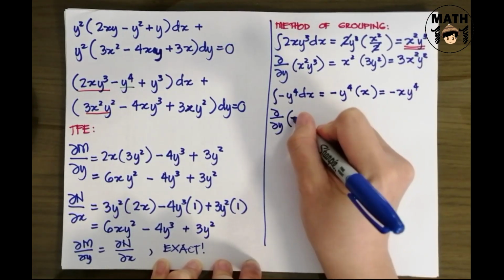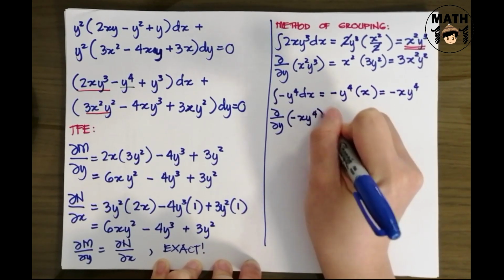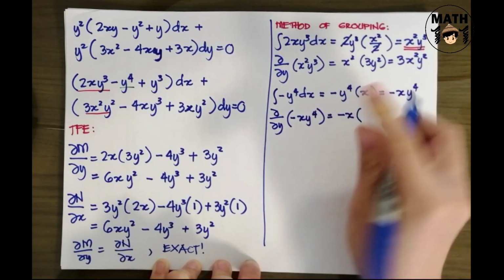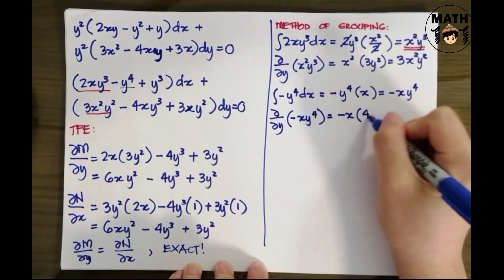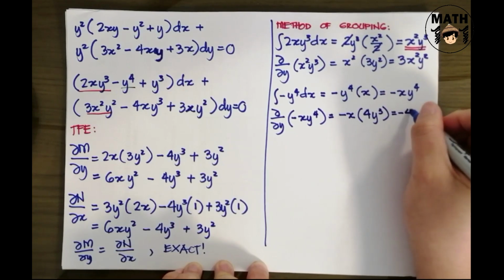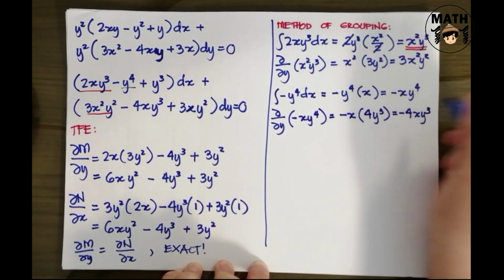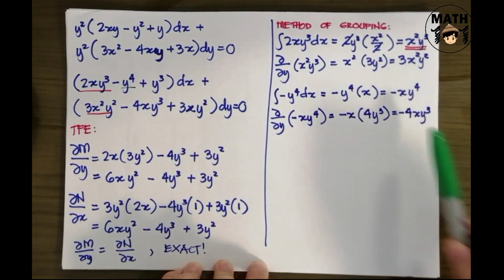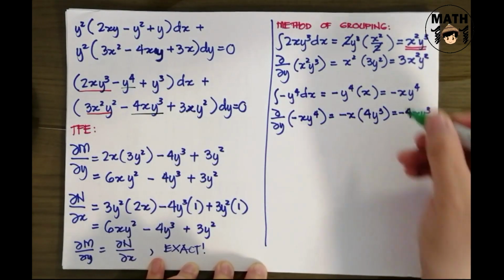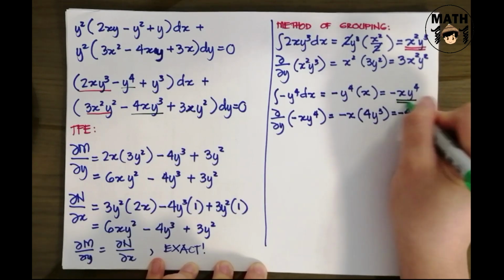differentiate natin siya. x is taken as constant. Derivative ng y to the fourth is 4y cubed. This is equal to negative 4x y cubed. Hanapin natin to kay dy. Ito yun. And this is the term na nasa general solution.